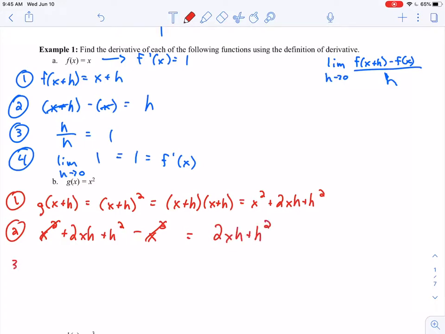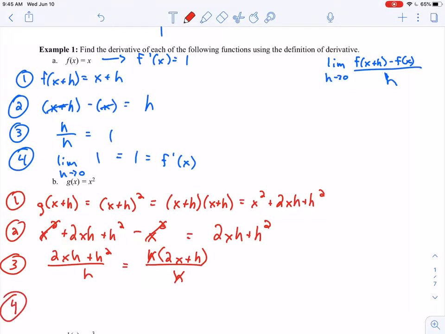Okay, step 3. Step 3 says, okay, we take what we just found, 2xh plus h squared divided by h. And here, let's see, in my numerator, I can factor out an h. That leaves me with h times 2x plus h, divided by h, and then my h's will cancel. That's exactly what I wanted.